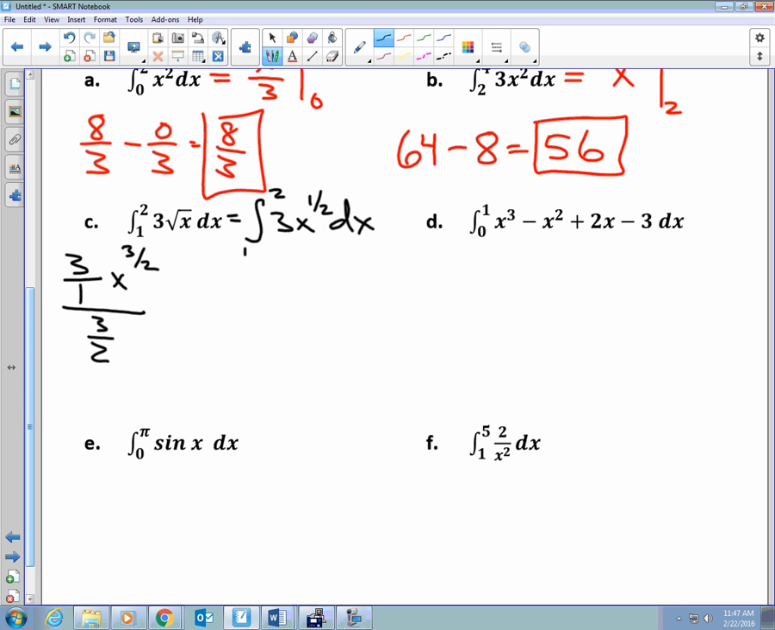Well, because I'm going to multiply by the reciprocal. I mean, this is over 1, is it not? So I'm going to just use it to help with my arithmetic. Multiply by 2/3. And so the 3's cancel, leaving you with 2x to the 3 halves evaluated at 1 and 2.